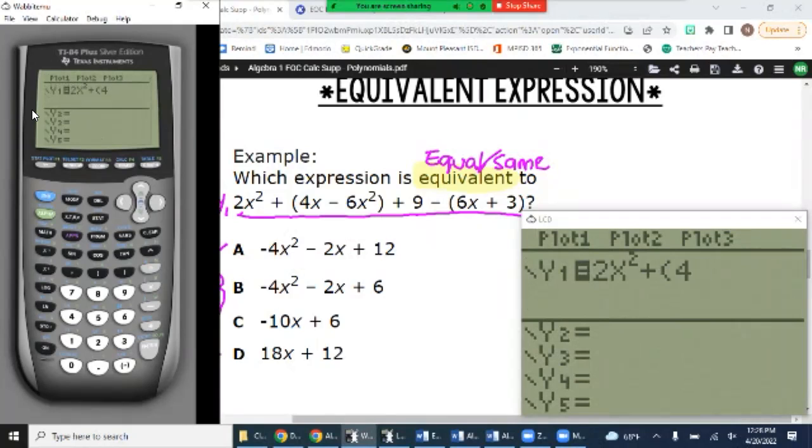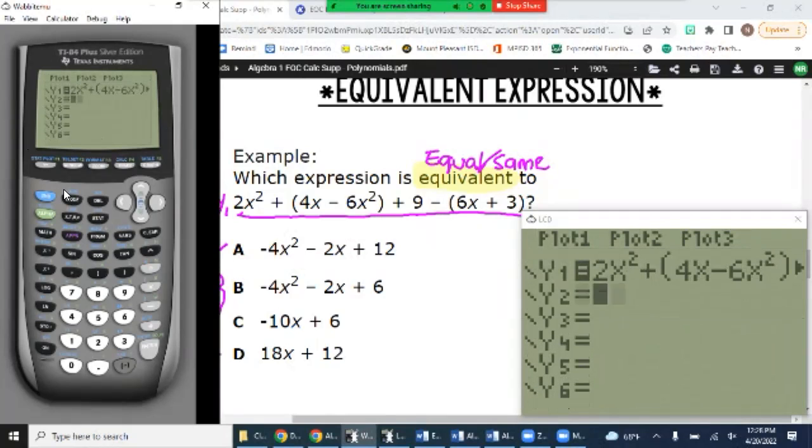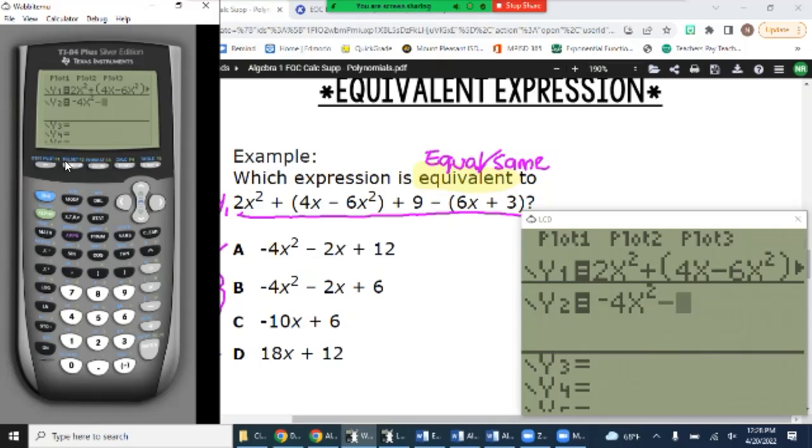If it has parentheses, type in the parentheses. Minus 6x squared on the inside plus 9 minus 6x plus 3. And then we're going to type in answer choice 1, A, negative 4x squared minus 2x plus 12.